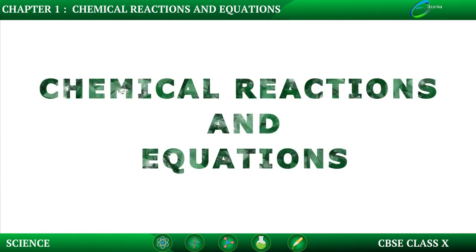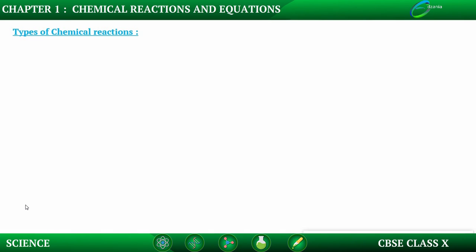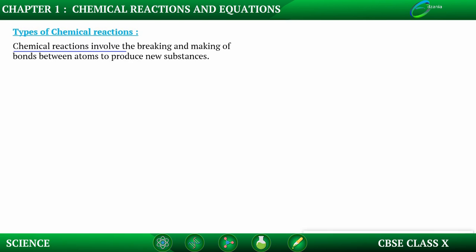Chemical reactions and equations. Types of chemical reactions. Chemical reactions involve the breaking and making of bonds between atoms to produce new substances. As we already know, in a chemical reaction, atoms of one element do not change into those of another element, nor do atoms disappear from the mixture or appear from elsewhere. But it is basically the breaking and making of bonds between the atoms that is taking place.